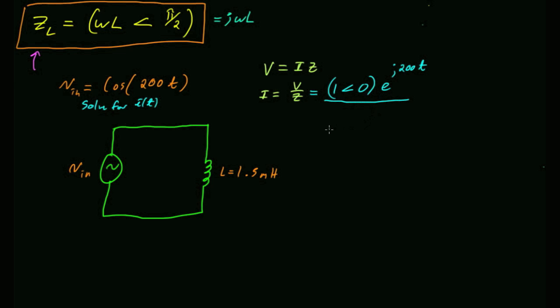And I'm going to divide by what? The complex impedance of my inductor, which is omega L angle pi over 2. Isn't that what we just decided, the complex impedance? Okay, well look, let's just sub in numbers. Omega, 200. L, 1.5 times 10 to the minus 3. Angle, pi over 2. Okay, now let's see what we're going to do with this mess.